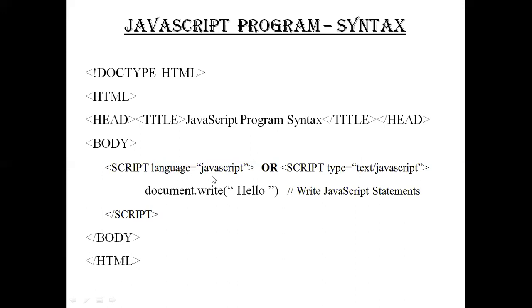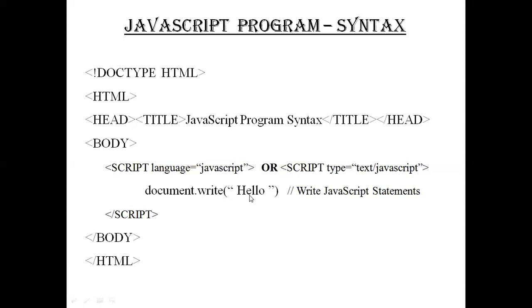Script language is equal to JavaScript, or you can say script type is equal to text slash JavaScript. So this is the starting part. This embeds JavaScript into the HTML code. And then you display the statement.